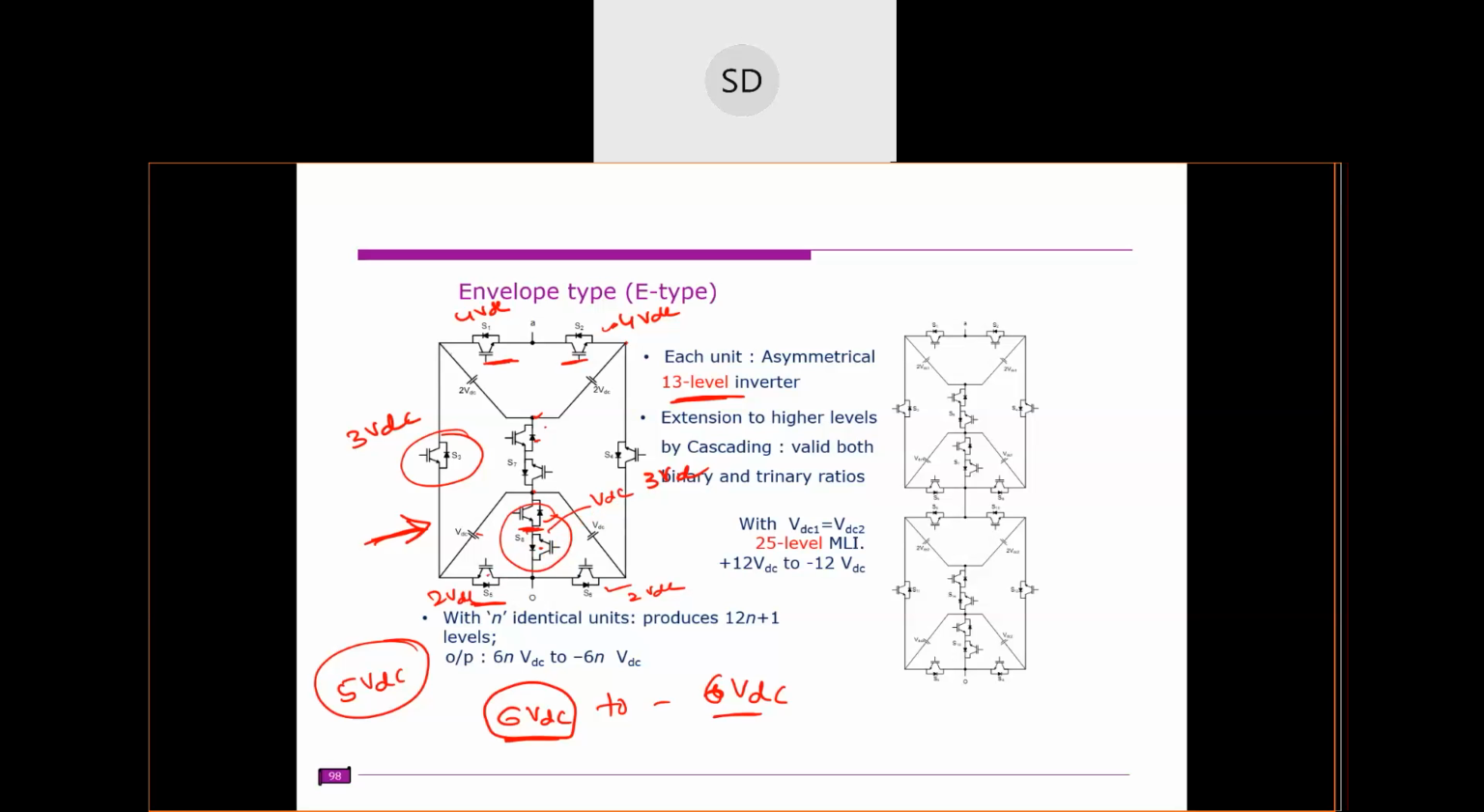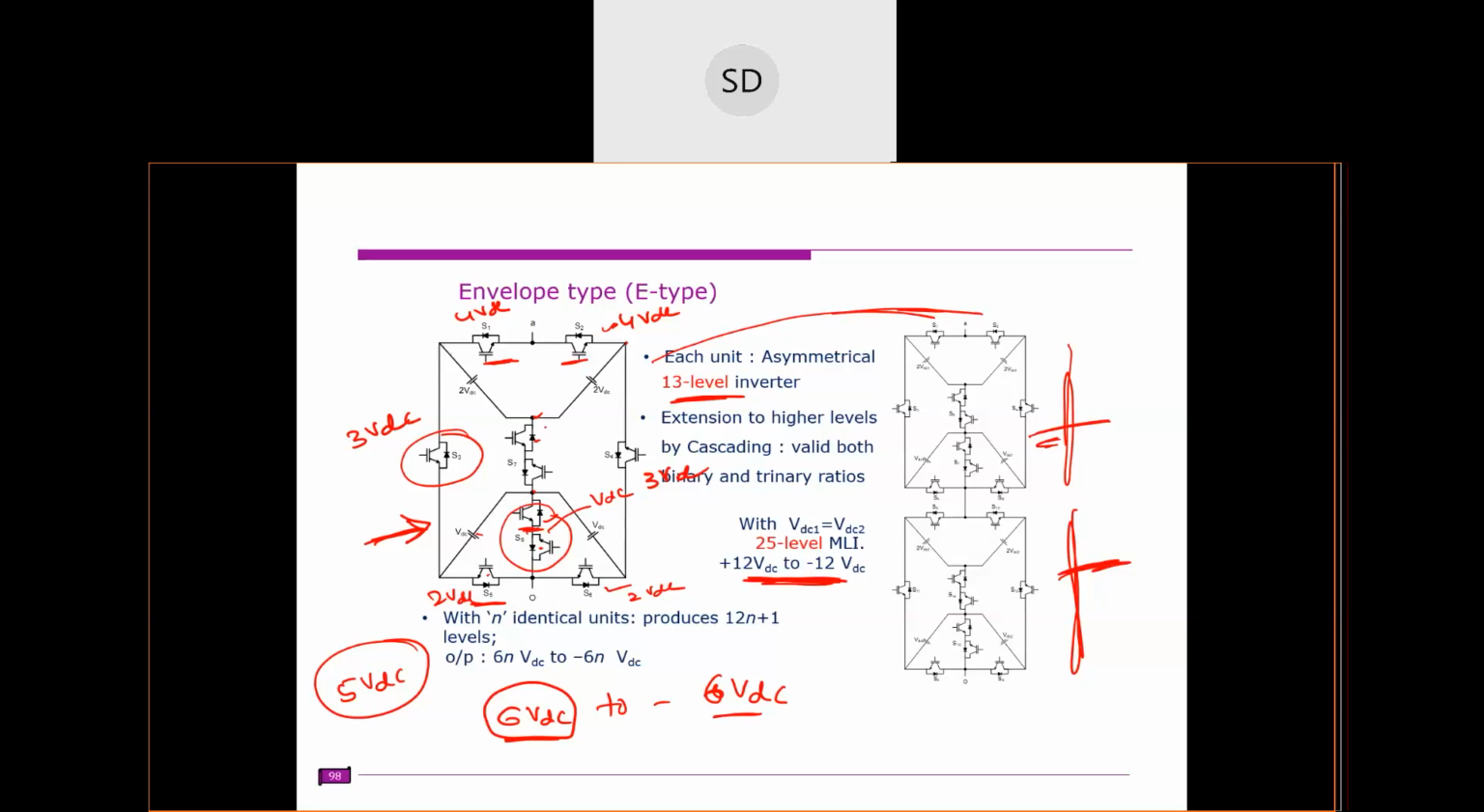So likewise, we can calculate the blocking voltage for all the switches. So you can extend this one, right? One of the ways to extend this is the series connection. You have one unit here, or this is a series or cascade connection. You have one unit here and another unit here. So that means this entire unit can produce up to 12 VDC to minus 12 VDC.